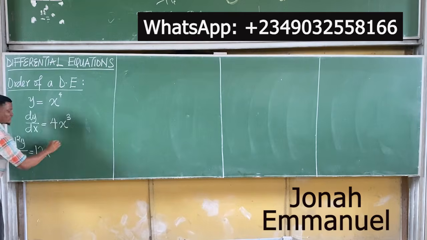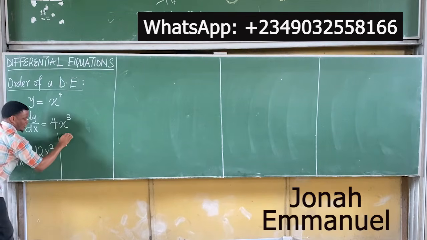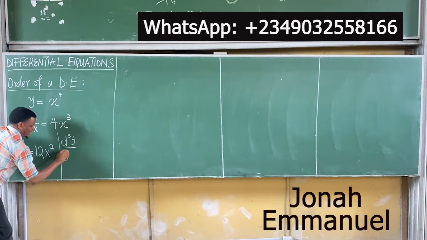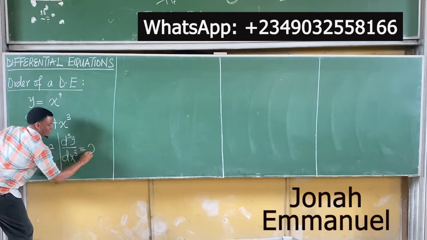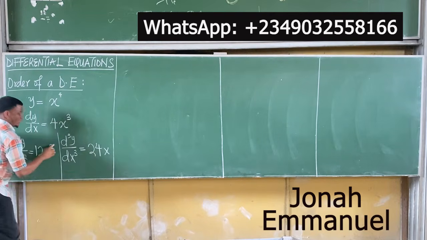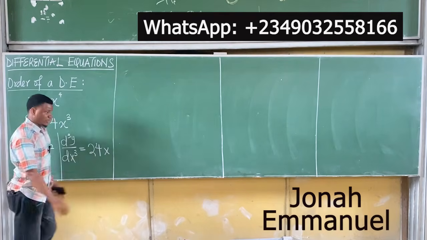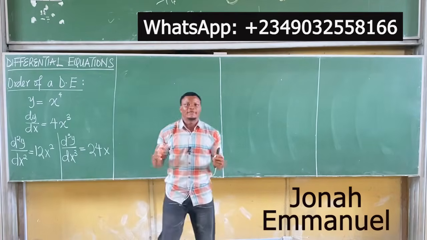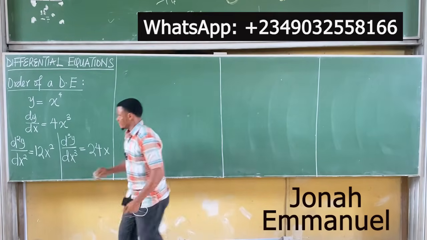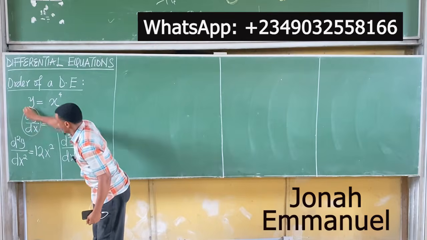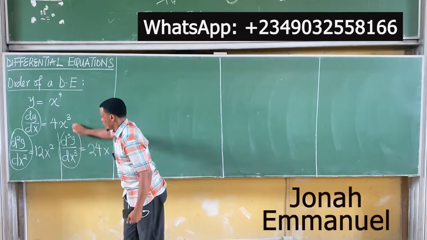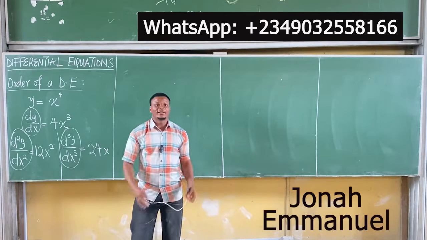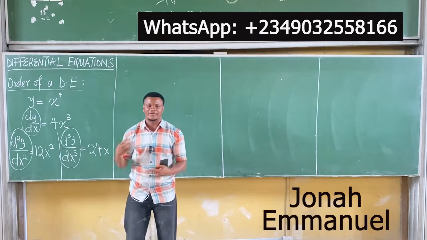Let's do this one more time. Let me differentiate this again. What do you have there? d³y/dx³ is equal to 2 times 12, 24, x to the power 2 minus 1, which is 24x. So look at this, please. When we say differential coefficient, what we mean is simply dy/dx, d²y/dx², and then d³y/dx³. These are the differential coefficients.